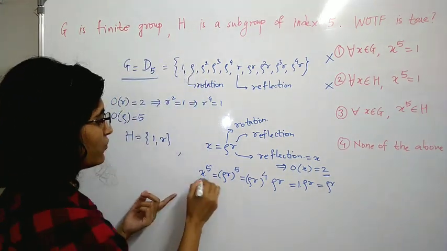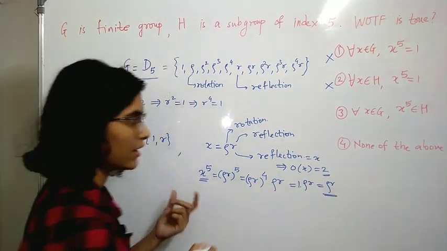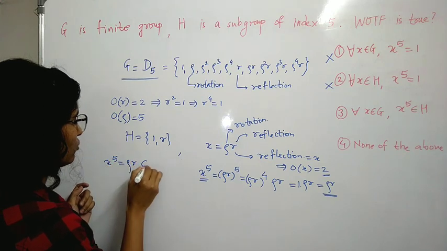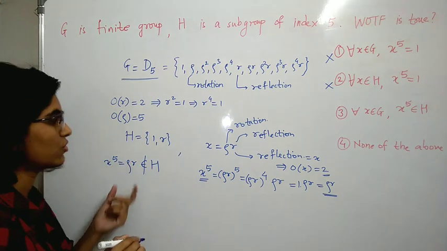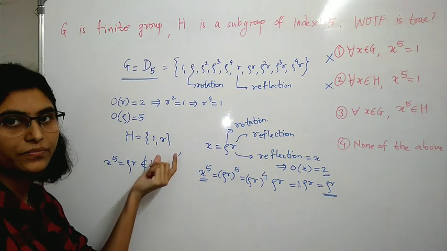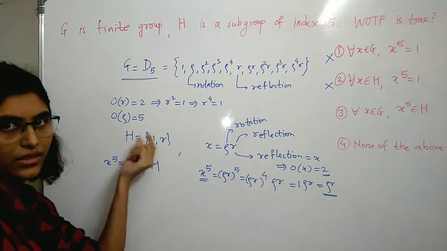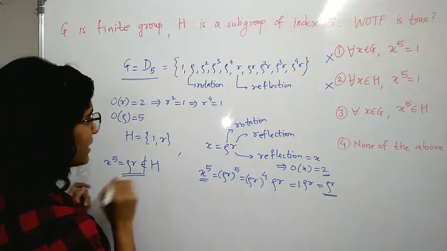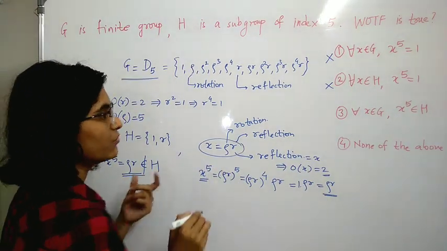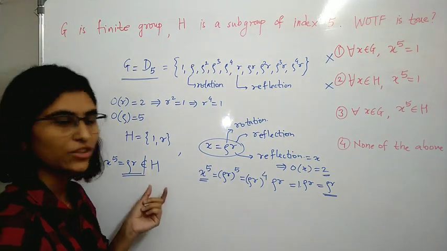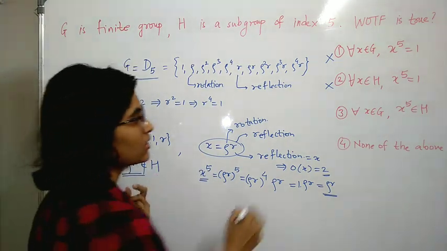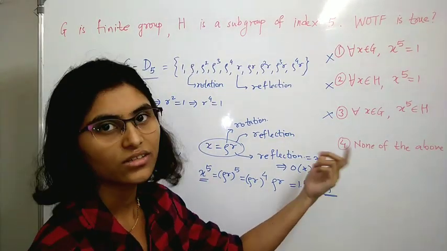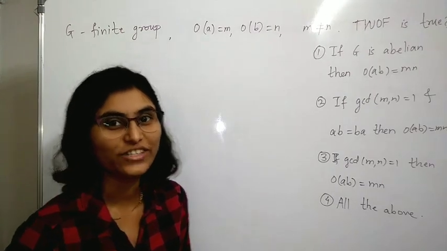Now x raised to 5 is rho times R, and clearly this rho times R is not in H, because H is just {1, R}. So there is no element rho times R in H. So for this particular x equal to rho times R, we have x raised to 5 is not in H. So we have the counterexample. So this is also not true, and hence none of the above is the correct option. Let us solve the next question.